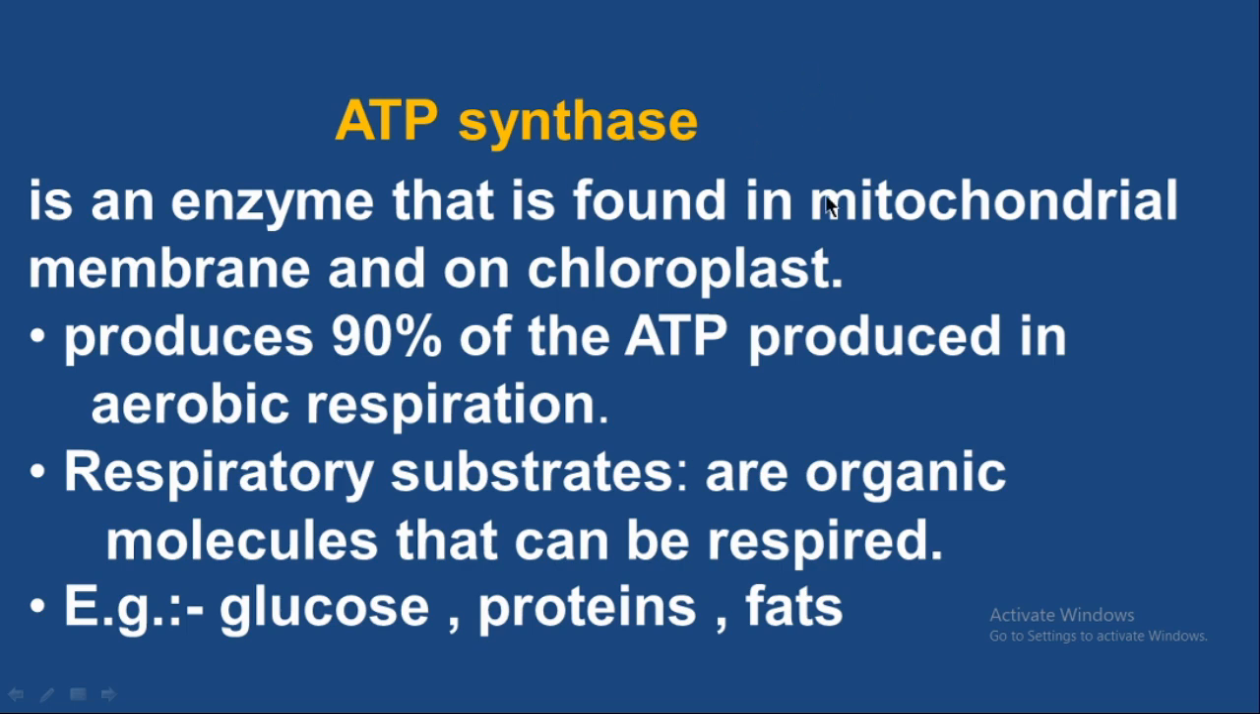The second way is called the ATP synthase mechanism. Around 90% is produced in this way. ATP synthase is an enzyme that's found in the mitochondrial membrane and on chloroplasts also. Of the total amount of ATP produced by aerobic respiration, 90% is produced by the ATP synthase enzyme, and 10% is produced without this enzyme, and that process is called substrate level phosphorylation.